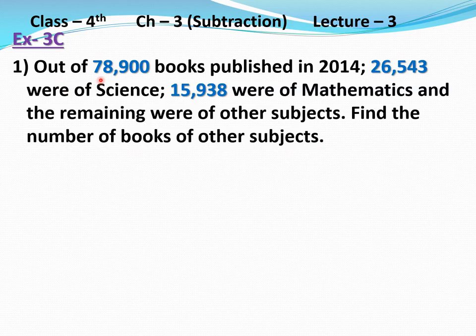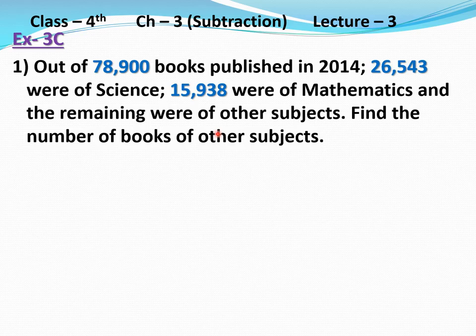See, out of 78,900 books published in 2014, 26,543 were of science, 15,938 were of mathematics, and the remaining were of other subjects. Find the number of books of other subjects. See, first of all, we will add science books and mathematics books, and then we will subtract that number from 78,900, because we have to find the remaining.